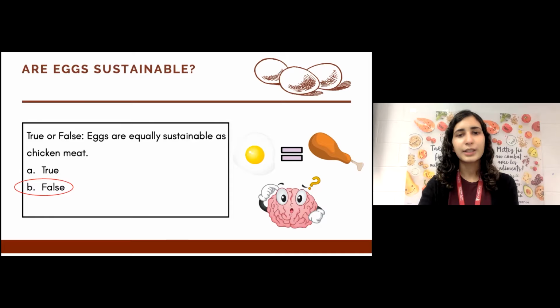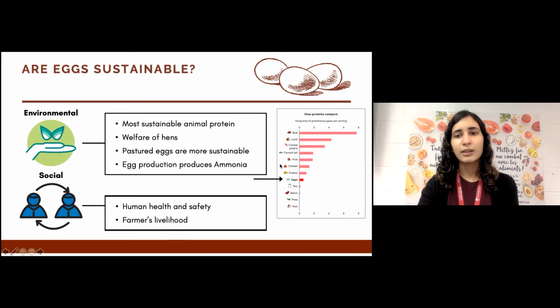Okay, so the answer is false. As we can see on this graph here, eggs are below all of the animal proteins, including cheese, in terms of kilograms of greenhouse gases. However, they are not as sustainable as many plant sources of protein.